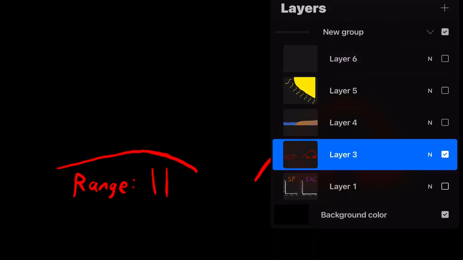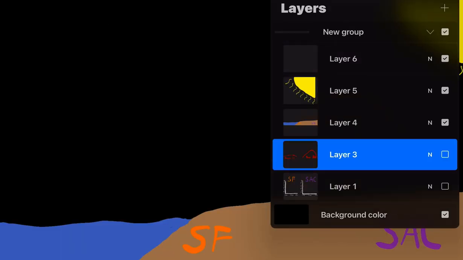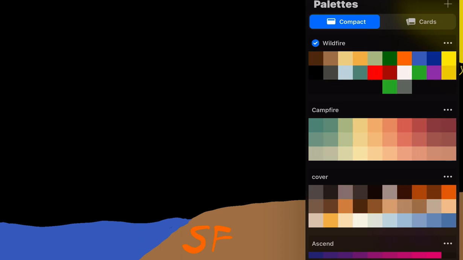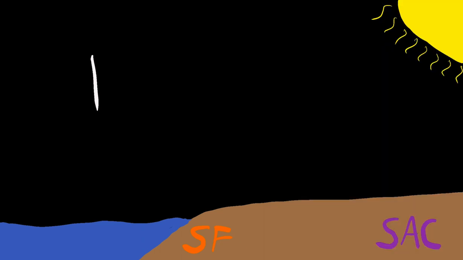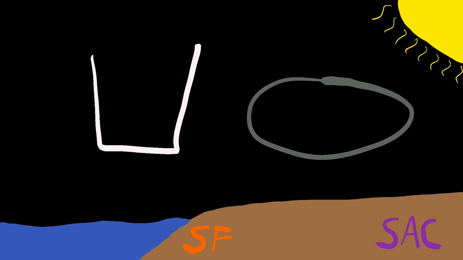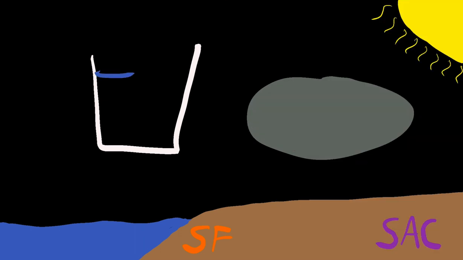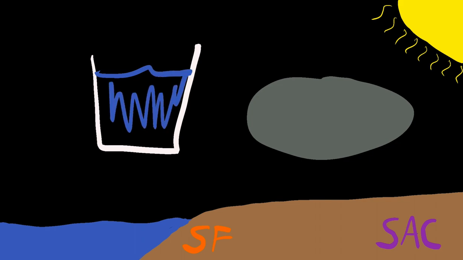So to understand that, we can look at a different example here. So here we have the ocean, we have San Francisco, we have Sacramento, and we're looking at it during daytime. But before we actually break down the different cities and what's going on, I just want to draw a little example here. So imagine that's a cup, and this is a rock. Maybe not the best rock. And then our cup is going to be full of water.